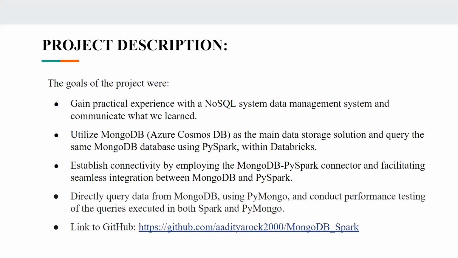So the goals of our project were to gain practical experience with a NoSQL data management system and communicate what we learned. We were asked to pick a specific NoSQL database system, and we're given options among MongoDB, Spark, Cassandra, and many other options. However, we decided to go with MongoDB as our main data storage solution and query the same MongoDB database using PySpark within Databricks. The third goal was to establish connectivity by employing the MongoDB PySpark connector and facilitating seamless integration between MongoDB and PySpark. Our fourth goal was to directly query data from MongoDB using PyMongo and conduct performance testing of the queries executed in both Spark and PyMongo.